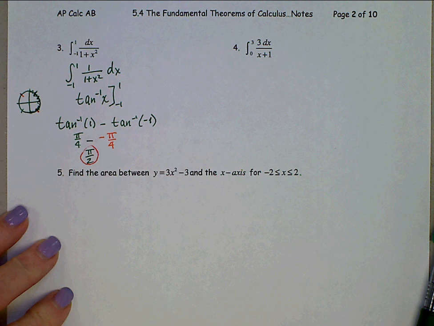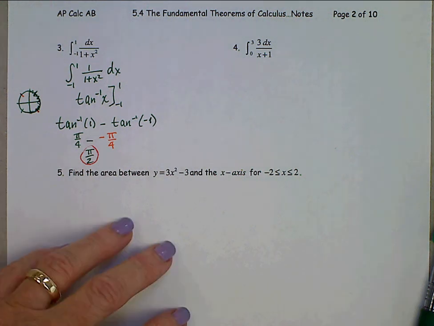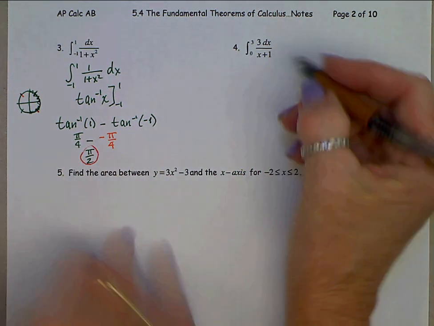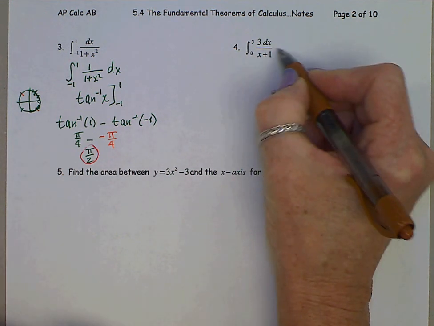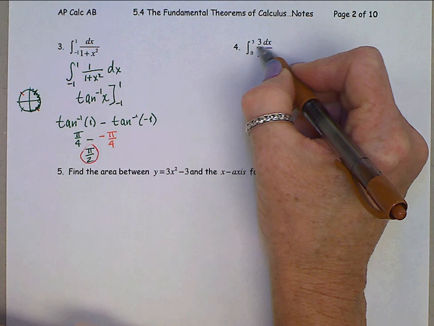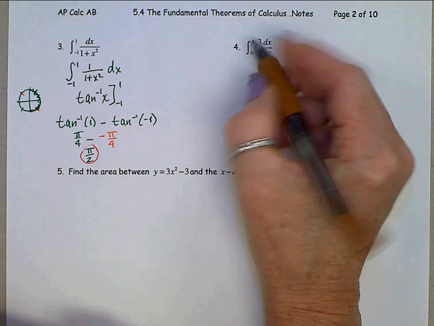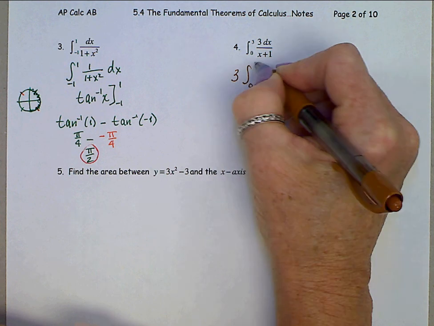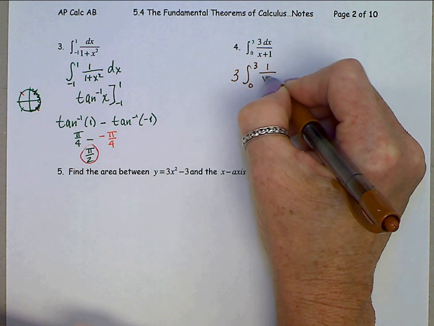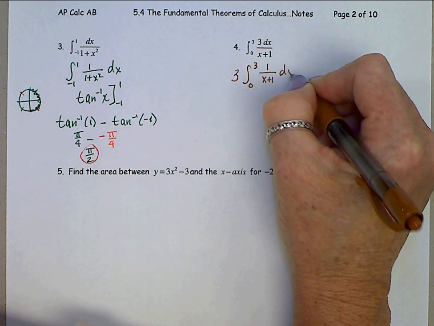All right. Look at this next one. Again, I would strongly suggest you rewrite this. Going to separate out this dx from the fraction. At the same time, pull this constant multiple of a 3 out front. So we'll have 3 times the integral from 0 to 3 of 1 over x plus 1 dx.